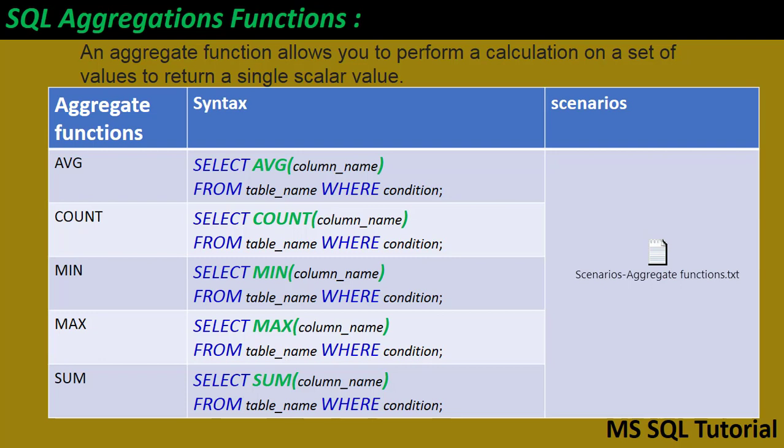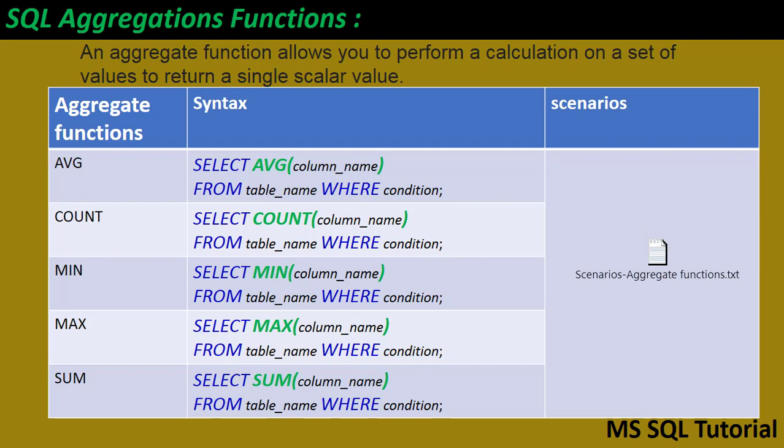An aggregate function allows you to perform a calculation on a set of values to return a single scalar value. We often use aggregate functions with the GROUP BY and HAVING clauses of the SELECT statement. There are five aggregate functions on our screen: average, count, minimum, maximum, and sum. Except for count, aggregate functions ignore null values. So count does not ignore null values, whereas the remaining functions, average, minimum, maximum, and sum, ignore null values.